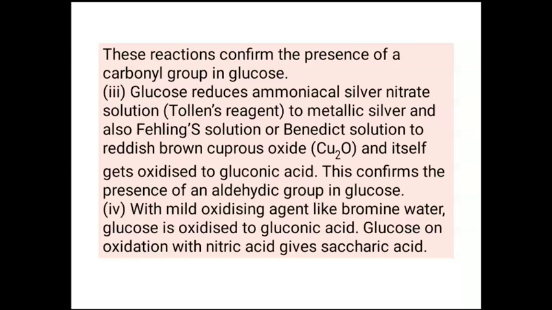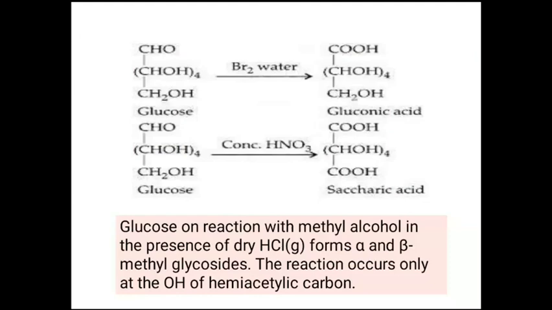Now with a mild oxidizing agent like bromine water, glucose is oxidized to gluconic acid, and glucose on oxidation with nitric acid gives saccharic acid. So the first reaction shows the formation of gluconic acid on adding bromine water, and in the presence of a strong oxidizing agent it gets converted into saccharic acid. Glucose on reaction with methyl alcohol in the presence of dry HCl forms alpha and beta methyl glycosides. The reaction occurs only at the OH of the hemiacetalic carbon.